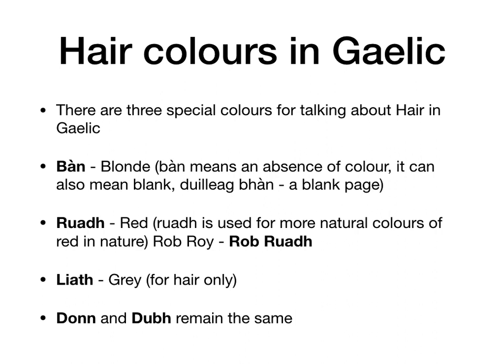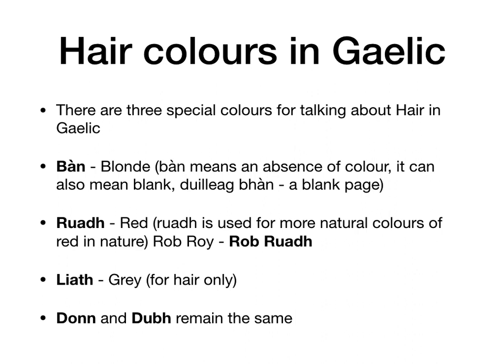Welcome back. We have hair colours in Gaelic. Now, hair colours in Gaelic are interesting. There are three special colours for talking about hair in Gaelic, and we've looked at them a little bit on the circular way. But what we have here is ban, blonde. And ban means an absence of colour. It can also mean blank. So, for example, a blank page is a dúlak van.